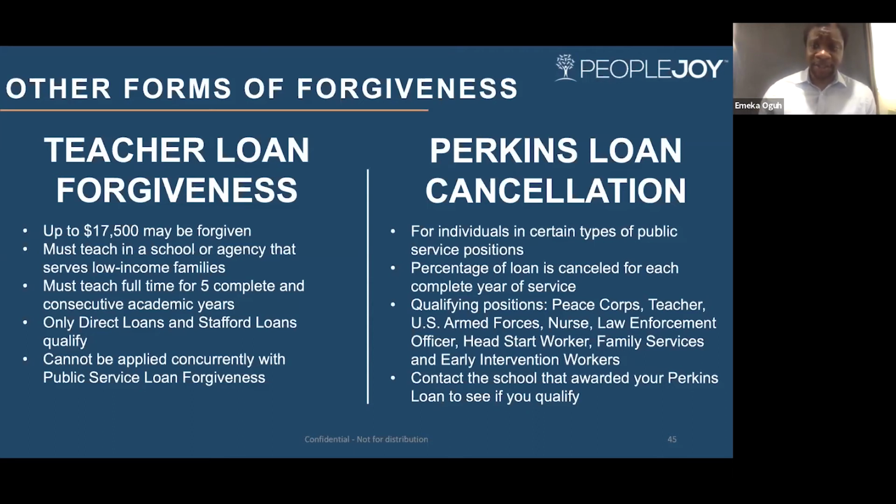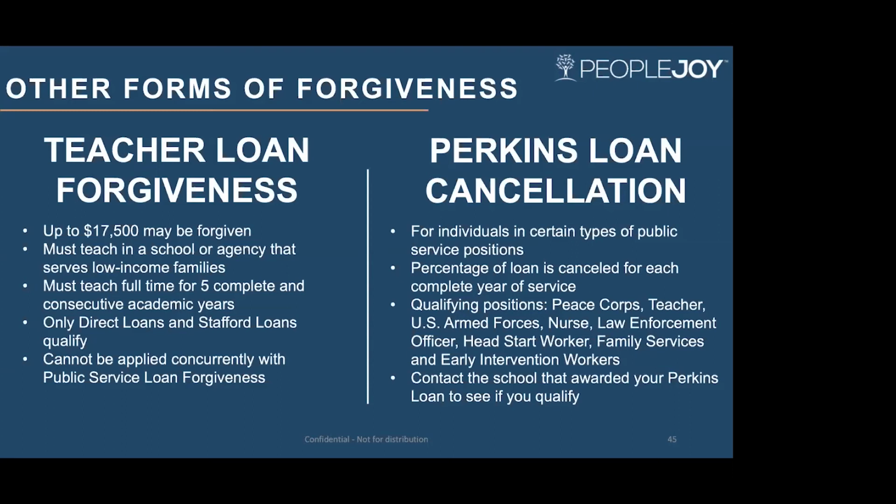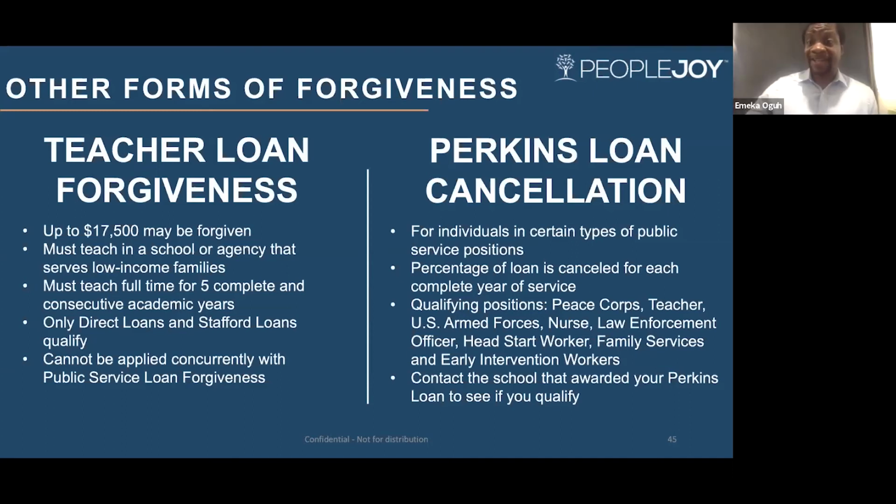Perkins loan cancellation, same rules apply. You can get your Perkins loans canceled after 5 years if you have a qualifying position. That's Peace Corps, teacher, if you're a nurse, law enforcement officer, family services, and early intervention workers. You can actually get your Perkins loans canceled after 5 years.